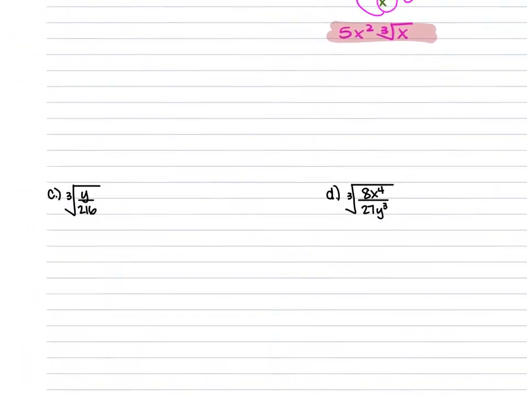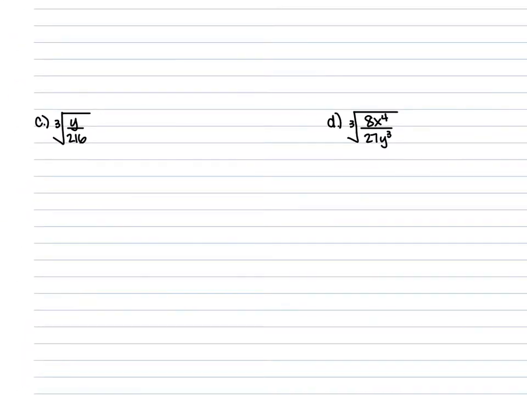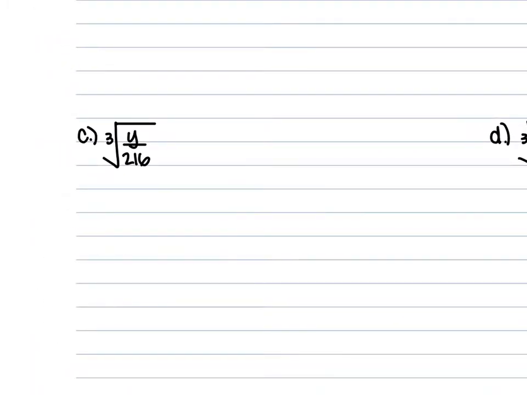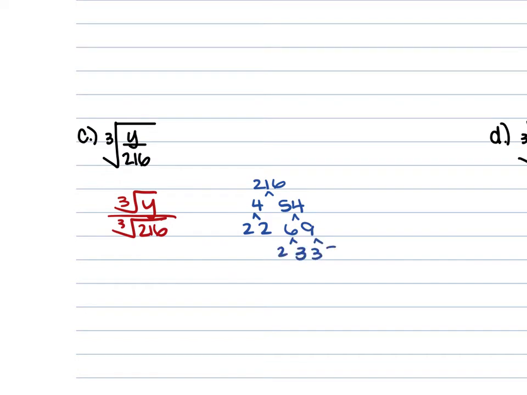For example C, we are given the cube root of y over 216. Now with this one, again, it's the same exact thing as saying the cube root of y over the cube root of 216. That 216, if we find the prime factorization of it, 4 is divisible by it. 4 goes into 21 5 times with 1 left over. 4 goes into 16 4 times. The 4 is 2 times 2. The 54 is 6 times 9. 6 is 2 and 3. 9 is 3 and 3.